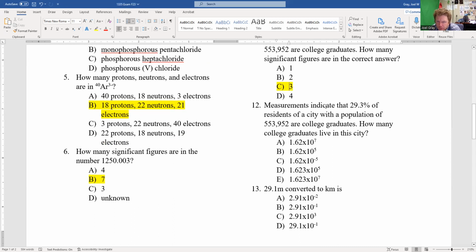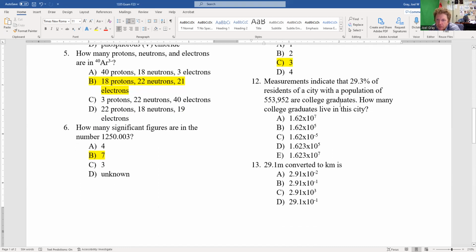Now, the next question, on the other hand, starts out the same way. 29.3% of residents of a city with a population of 553,952 are college graduates. This question is a fair and good question. How many college graduates live in this city? What you need to take away from this is that your answer should have 3 significant figures, which really eliminates answer options D and E.